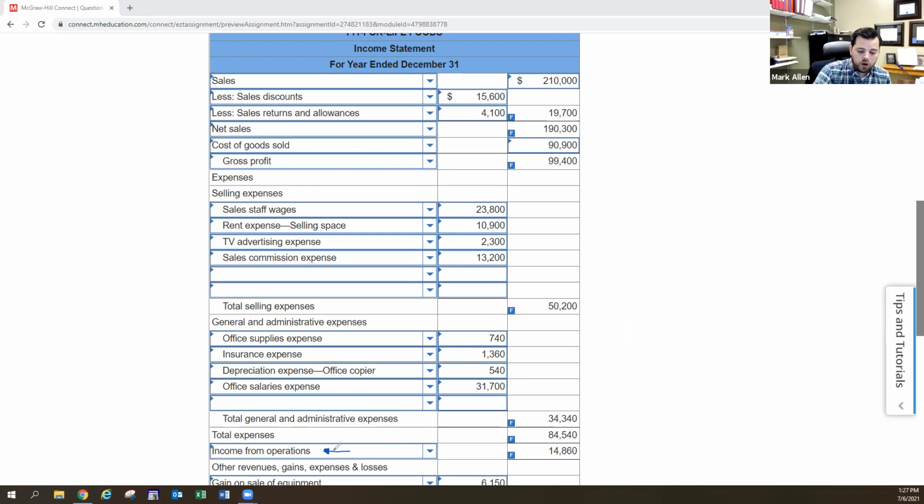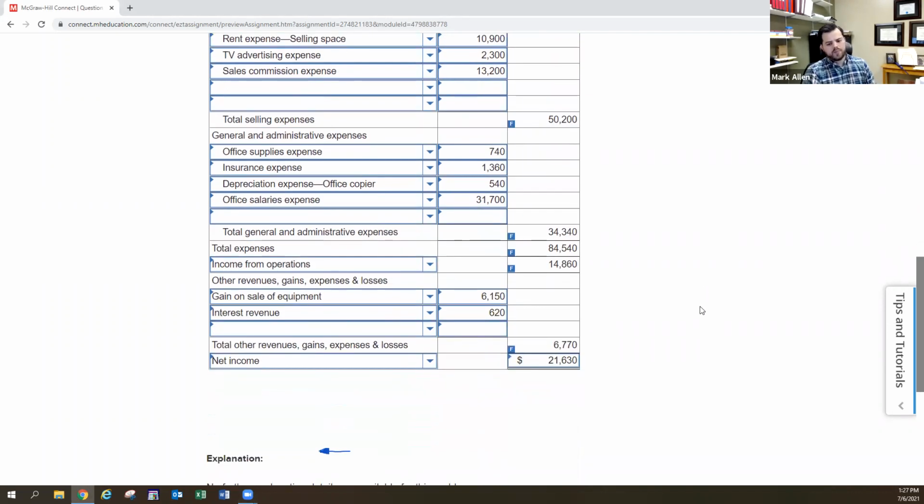But assuming you were, for some reason you had to, then you would want to make the decision based on income from operations, not based on net income. Net income, as we'll see, can be easily manipulated. But income from operations is the one that we're most concerned with.